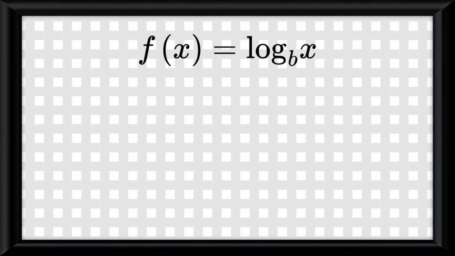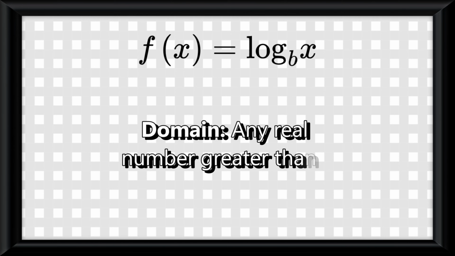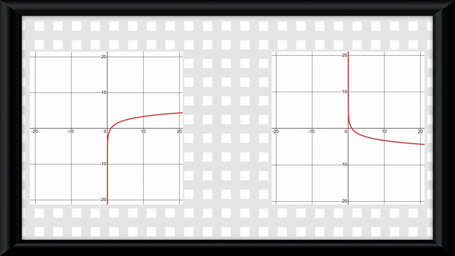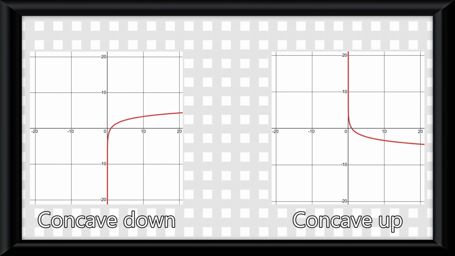For all parent functions, the domain will be any real number greater than 0 because of a vertical asymptote at x equals 0. The range would be all real numbers. Also understand, a log function is either always increasing or decreasing, meaning their graphs will be either only concave up or down, and never shift or have any points of inflection.